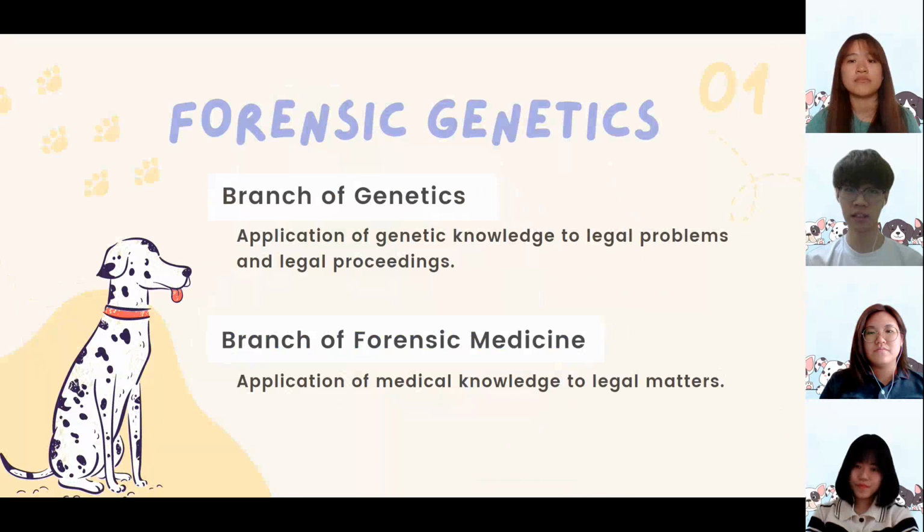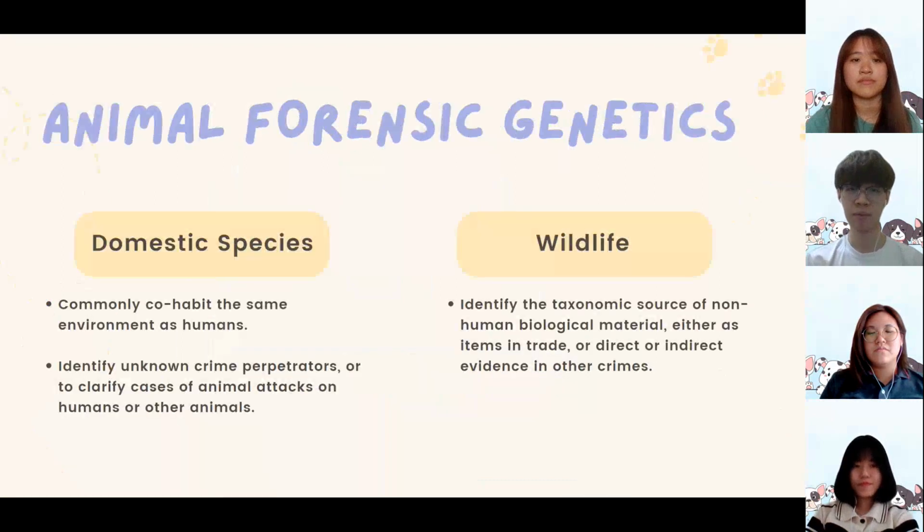Forensic genetics is the branch of genetics that relates to the application of genetic knowledge to legal problems and legal proceedings. It's also a branch of forensic medicine related to the application of medical knowledge to legal matters. In animal forensic genetics, it's broadly divided into two: domestic species and wildlife. Domestic species usually cohabit the same environment as humans.